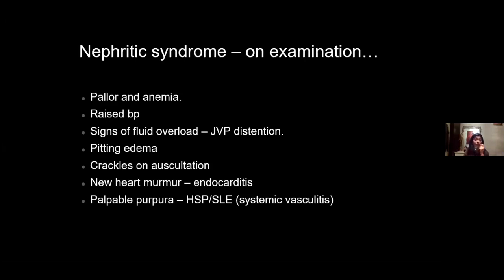There can be a new heart murmur, which will tell us that there's endocarditis going on. And like I said earlier, with post-streptococcal, with the molecular mimicry, the M protein also has a similar protein in the heart. So that's what would lead to the endocarditis, and the palpable purpura might be seen in SLE or HSP as well. So not only do we look at the urine dip, we also have to look at the clinical examination of the patient.